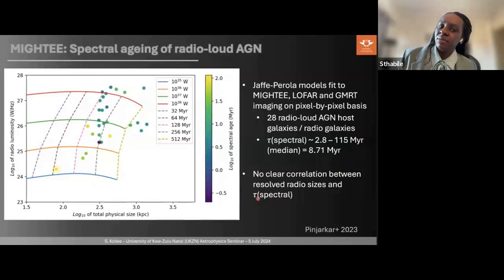What essentially, for a radio source, drives its radio size? Is it how quickly it forms? It can't be if we don't see a correlation. Or are there other factors in place that drive the evolution of radio sources, in particular, how extensive they become?